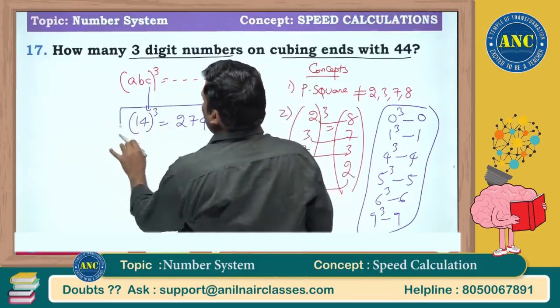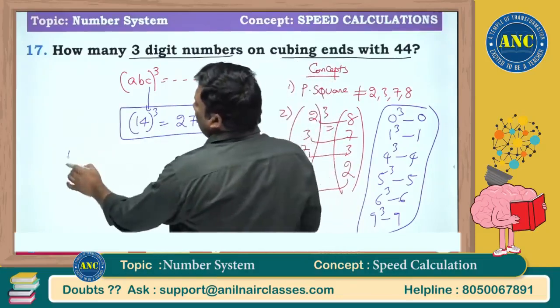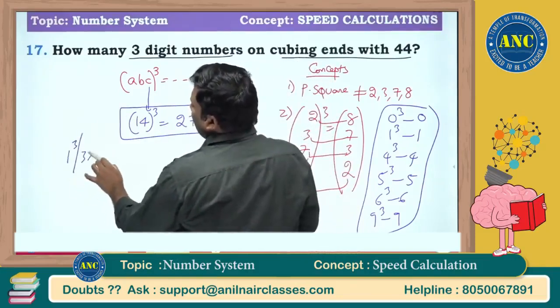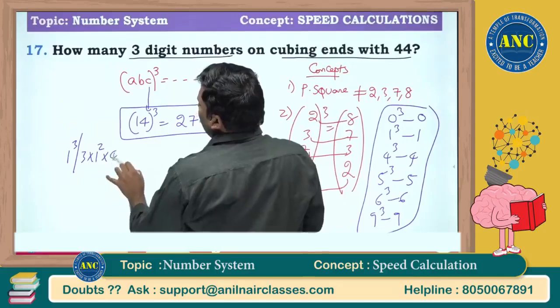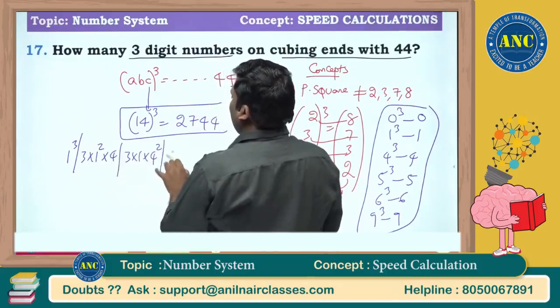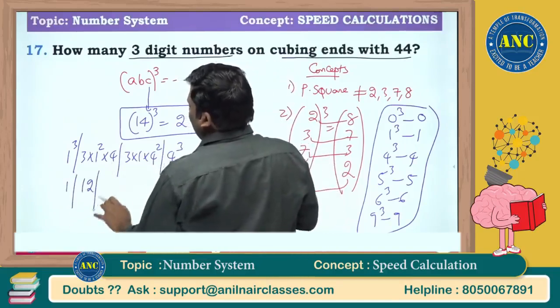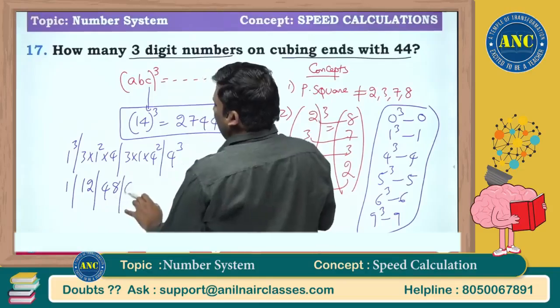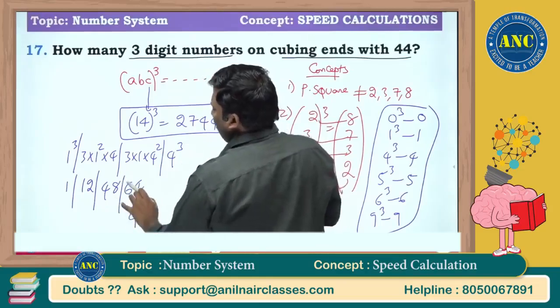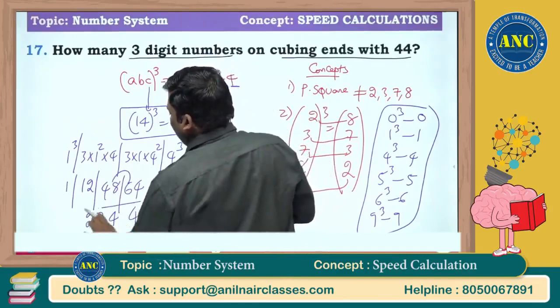How to find the cube of a number? By using a plus b whole cube. How to do a plus b whole cube? a cube, next 3a square b, next 3ab square, next b cube. 1, 12, 48, and 64. 4, 6 carried. 5, 17. 2744.